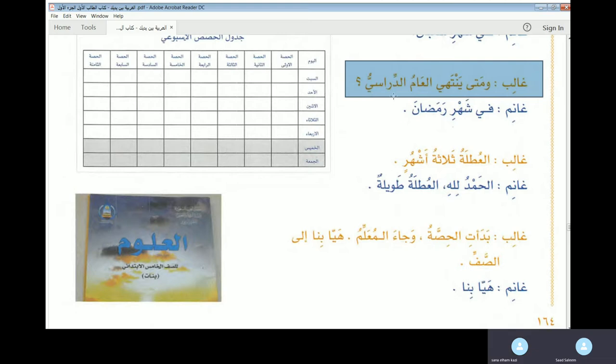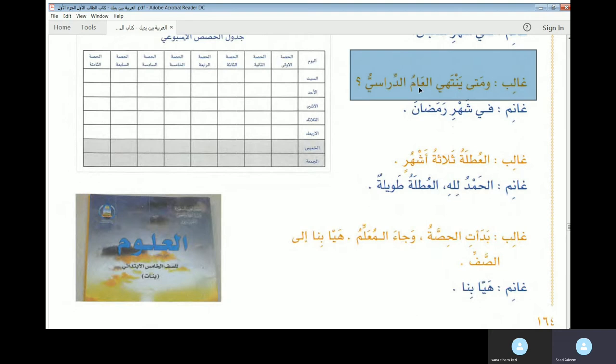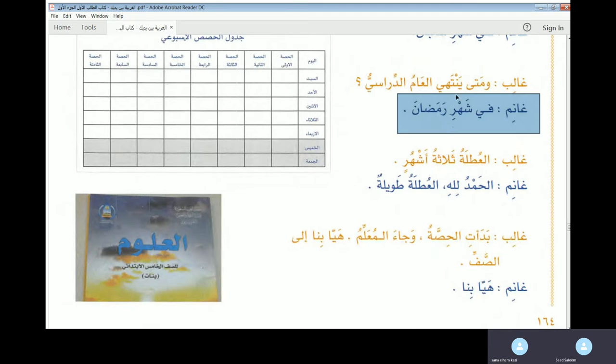Okay, what is amu? Aam means year. Literally aam means year, and dirasi means education. Aam dirasi, education year. But we can also translate it idiomatically as when will the education session end. All of these meanings can be taken. And yantahi is completes, right? Yes, completes or ends. It means finishes, completes. And mata is when, right? Aam means year. Mata means when. Okay, year.